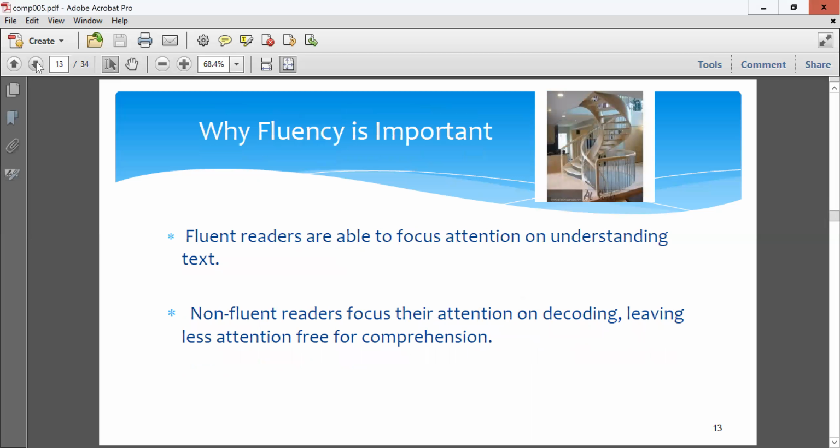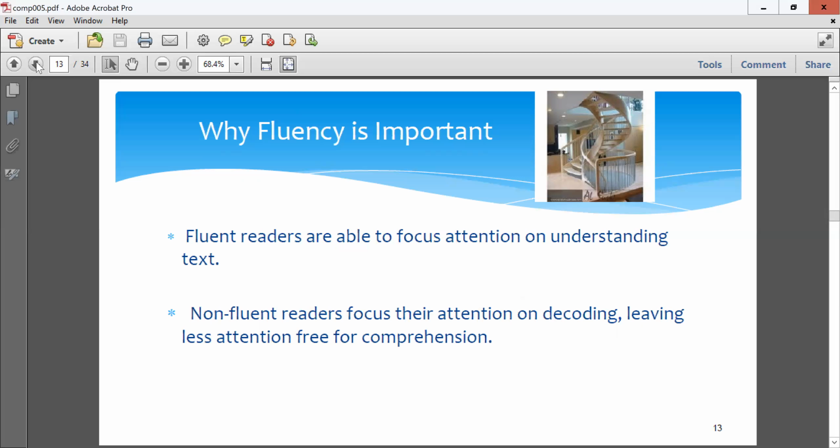All right, so once we know how to decode and pronounce words and even know what words mean, we still need fluency. How is fluency important? Because if you're not fluent, you use too much energy trying to focus on decoding the word and not on its meaning or the meaning of the text.